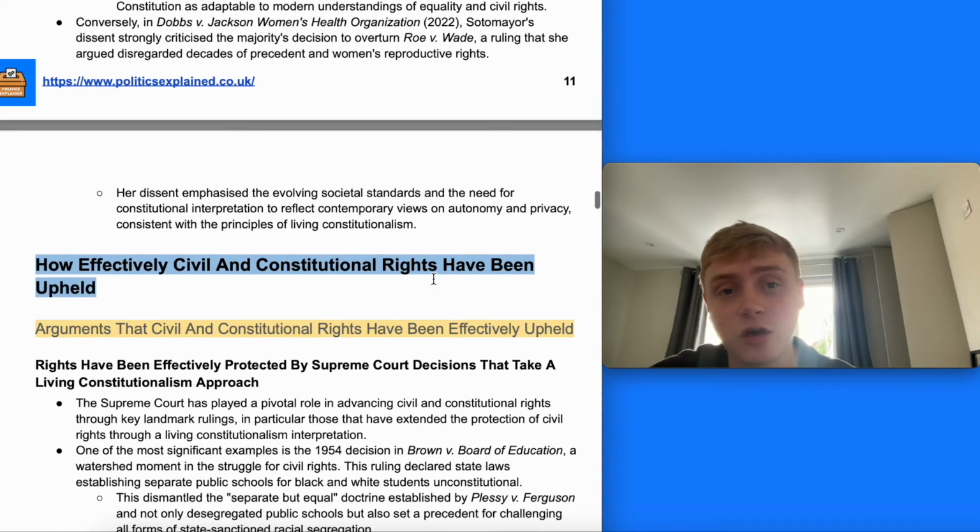Whereas conversely, in Dobbs v. Jackson Women's Health Organisation, her dissent strongly criticised the majority's decision to overturn Roe v. Wade, a ruling she argued disregarded decades of precedent and women's reproductive rights. And her dissent emphasised the evolving societal standards and the need for constitutional interpretation to reflect contemporary views on autonomy and privacy and the right to an abortion, consistent with the principles of living constitutionalism.